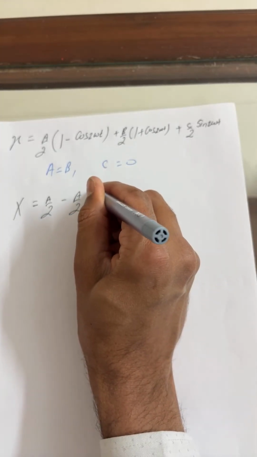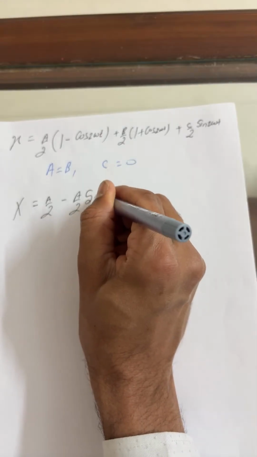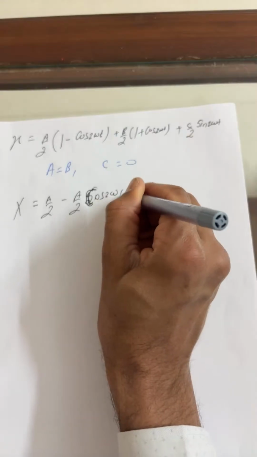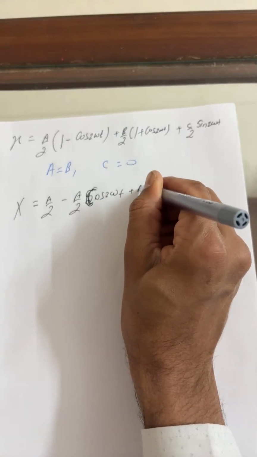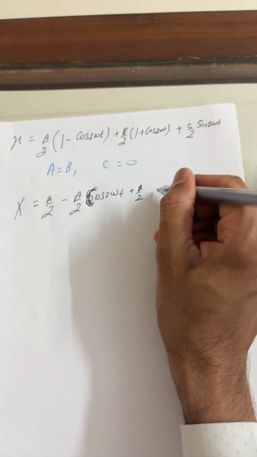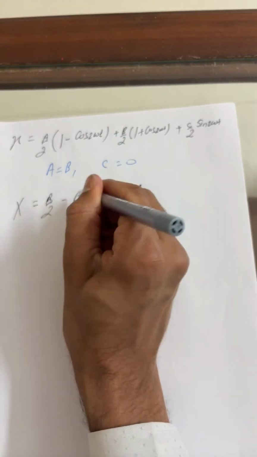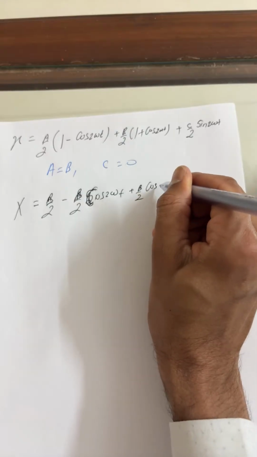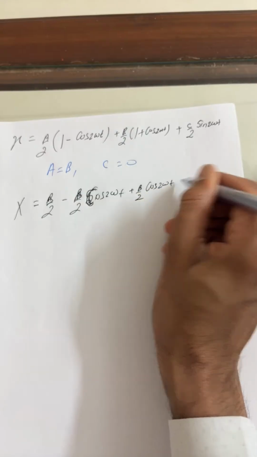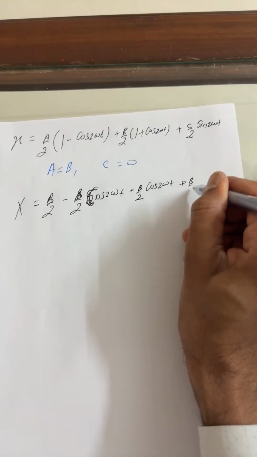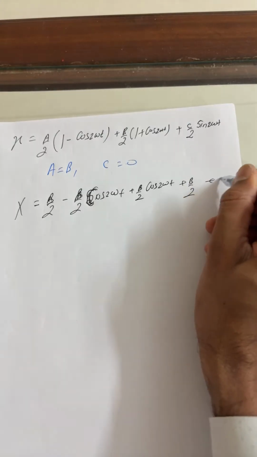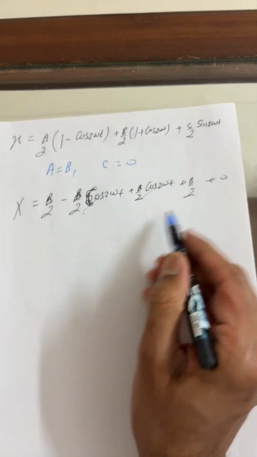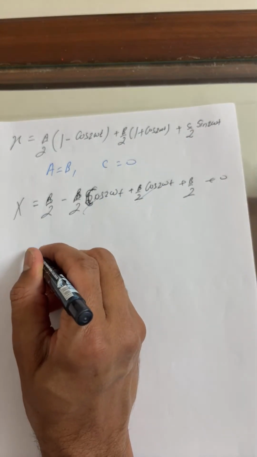This is cos beta, 2 omega t plus here. You can say A is equal to B beta. So this is B by 2, this is also B by 2, B by 2 into beta, cos 2 omega t plus beta. B by 2 here, and C is 0. So this remains 0 only. So you can say this is finished here.